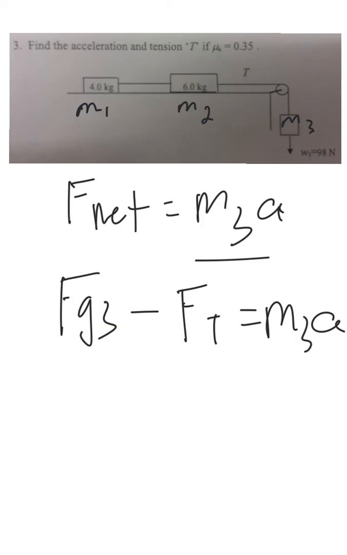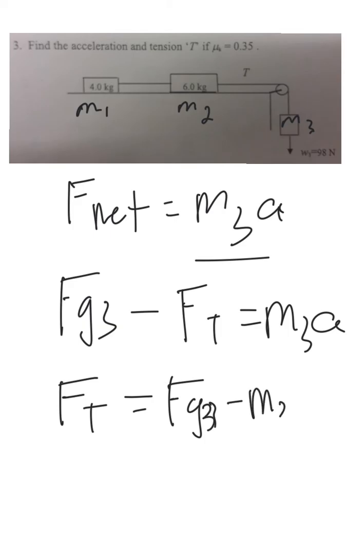Right? So we know everything. We know force of gravity 3. We know M3. We know A. We know all that stuff. So the tension is going to equal the force of gravity 3 minus M3A. All right? And that will give us our tension. Okay? So let's solve that out.